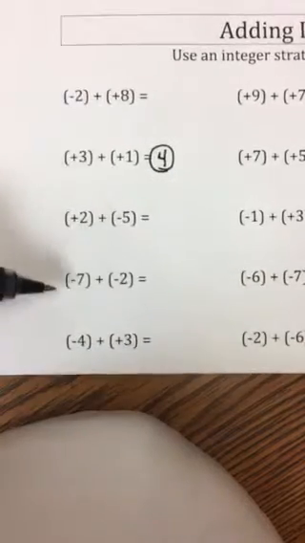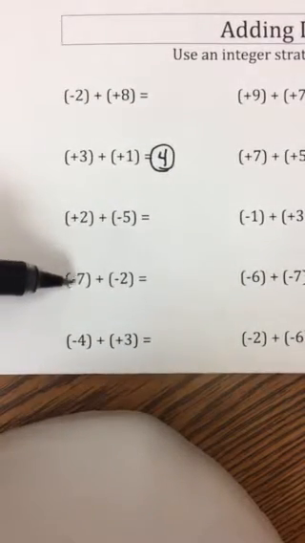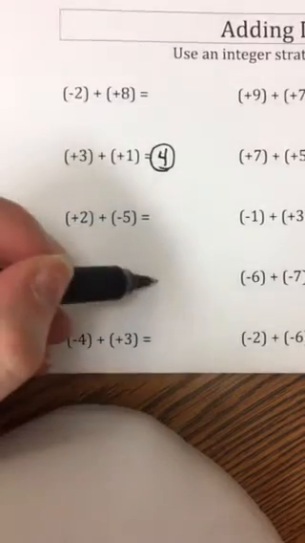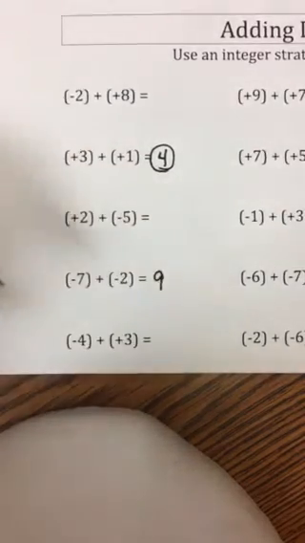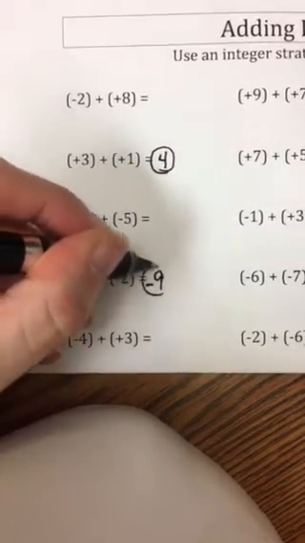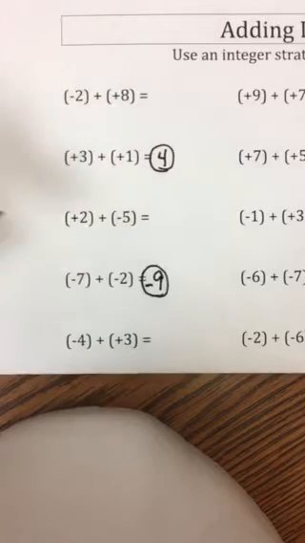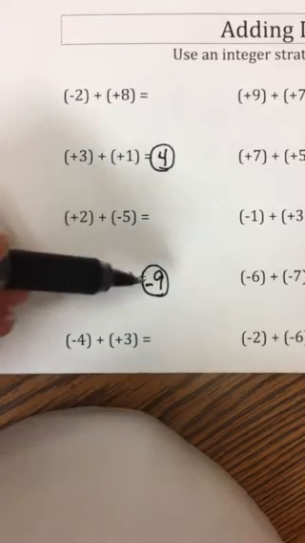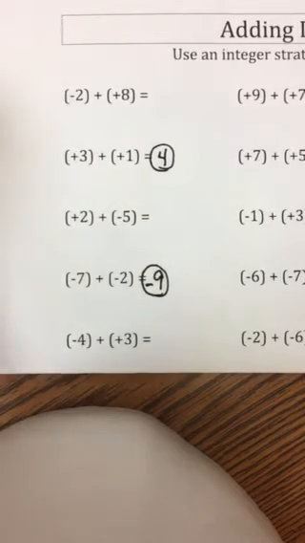In addition, when you're adding integers, if you have two negative signs, you add them together, so 7 plus 2, which would give you 9, and you keep the sign. So a negative plus a negative will give you a negative. And one way to remember this is if you owe somebody $7 and then you owe them an additional $2, you're going to owe them a total of $9.